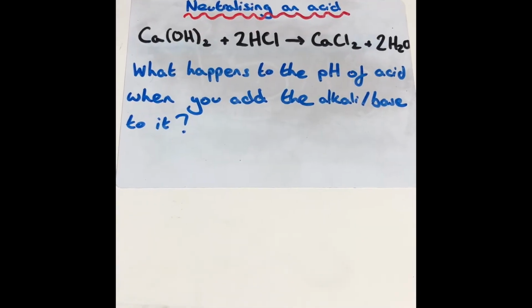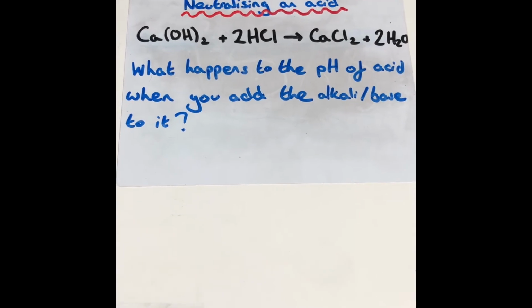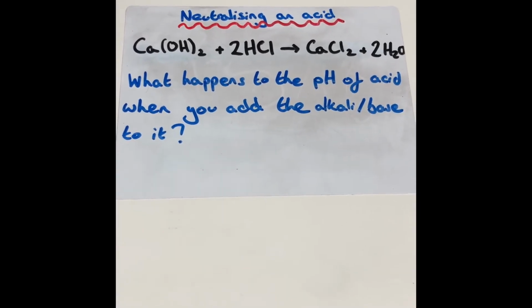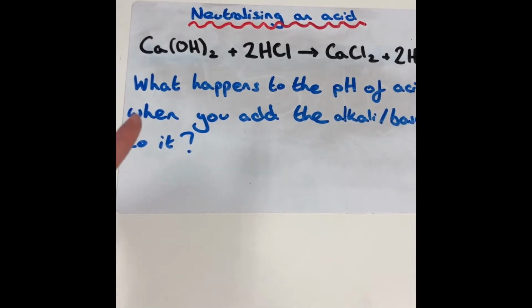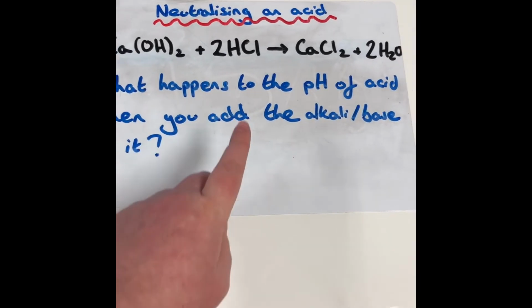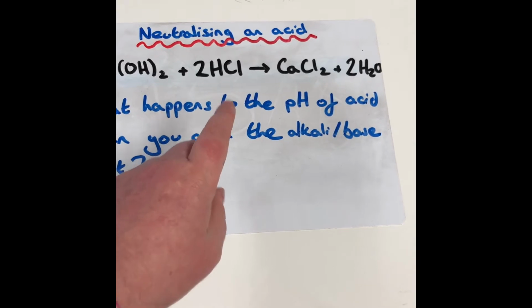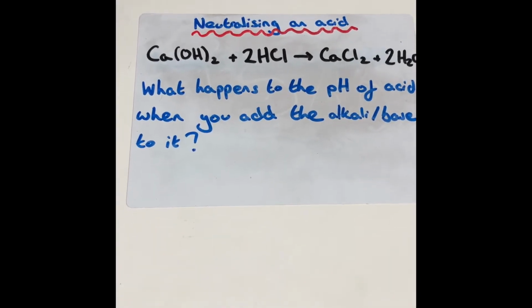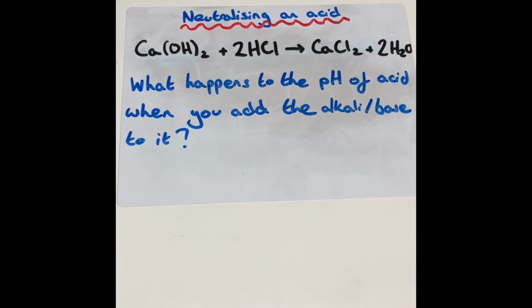Now we're going to look at an experiment looking at what happens when you neutralise an acid. So we've got two chemicals we're going to react together. We've got calcium hydroxide, which is this one here, and we've got hydrochloric acid, which is this one there. And when they react together, you go from calcium hydroxide and hydrochloric acid to calcium chloride and water.